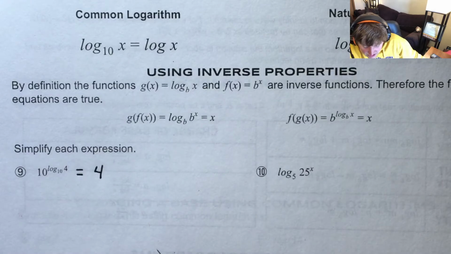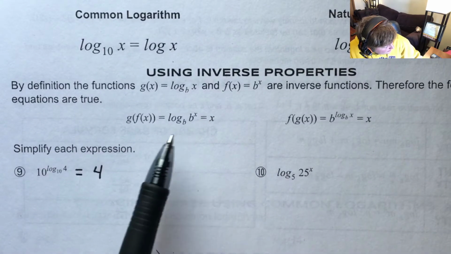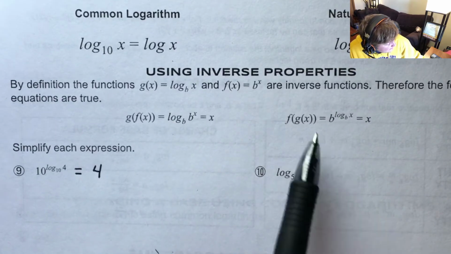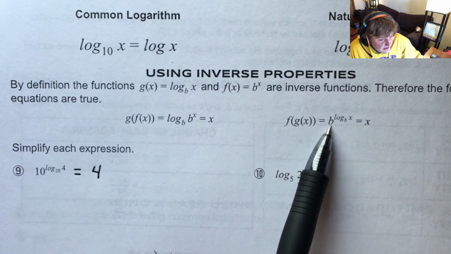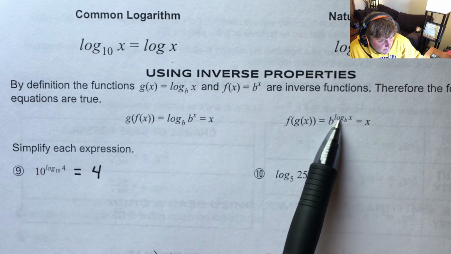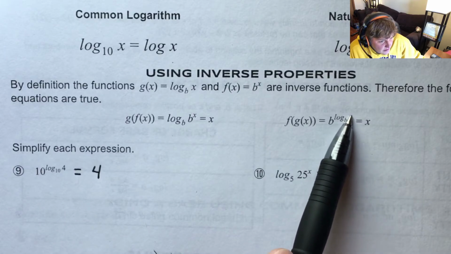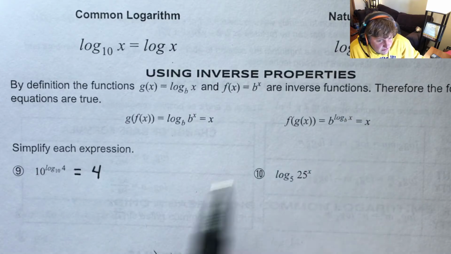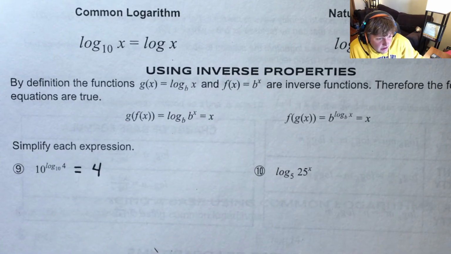That's just the relationship, right? If the base here is the same as the base in this log, whatever I'm taking the logarithm of is just going to be that number, because they're inverses of each other and they undo each other.